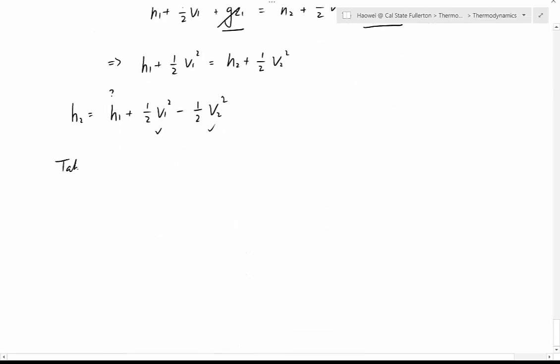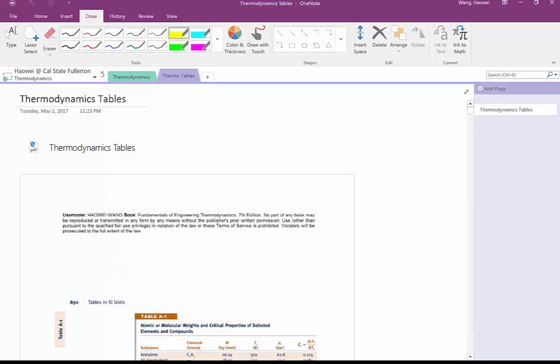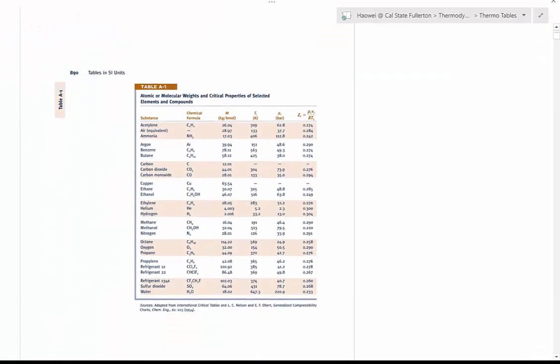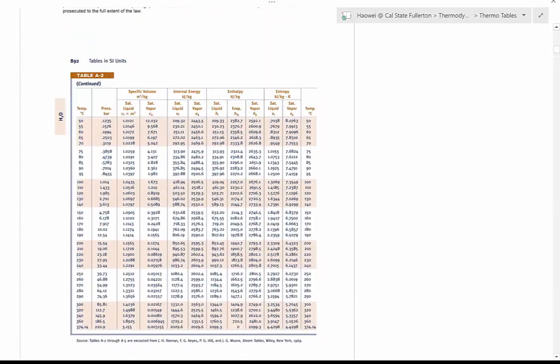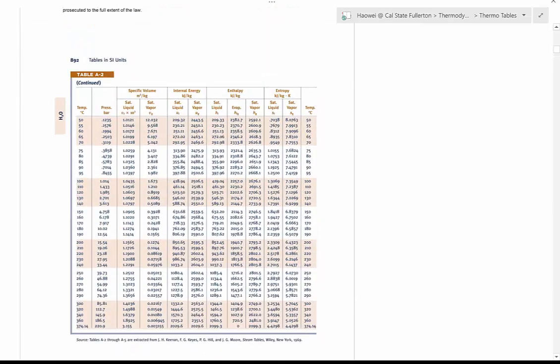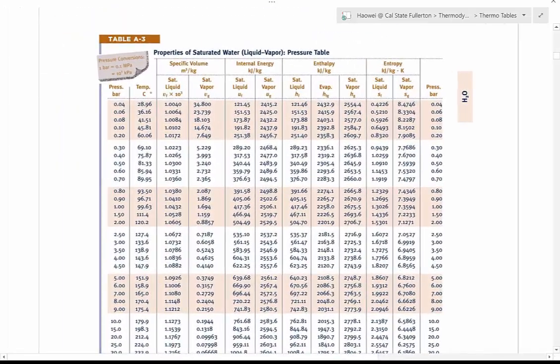And like we said, we're going to go to table A3 because it is water, and we're going to start from pressure. P1 is equal to 40 bar. We go to table A3 and start from 40 bar. We look for the saturation temperature. Okay, so let's go to table A3. Don't forget when to use table A2. You use table A2 when you start from temperature. So we use table A3 because we're going to start from pressure.